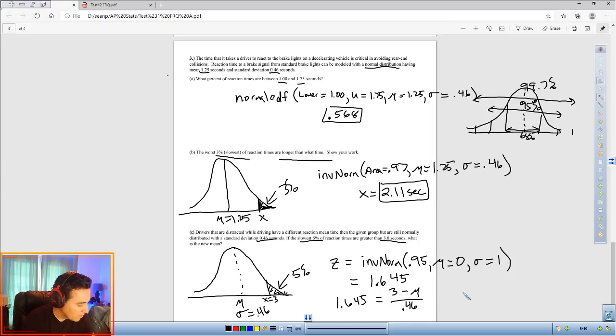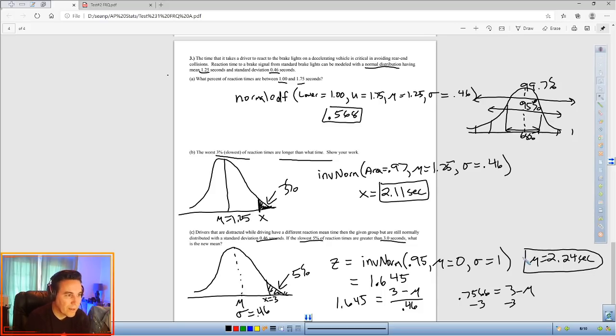Solve this point, cross multiply, get 0.7566 equals 3 minus the mean, subtract 3, subtract 3. So I get the mean to be 2.24 seconds. So the mean has changed now that we have distracted drivers. It went from 1.25 seconds to now the mean is 2.24 seconds.